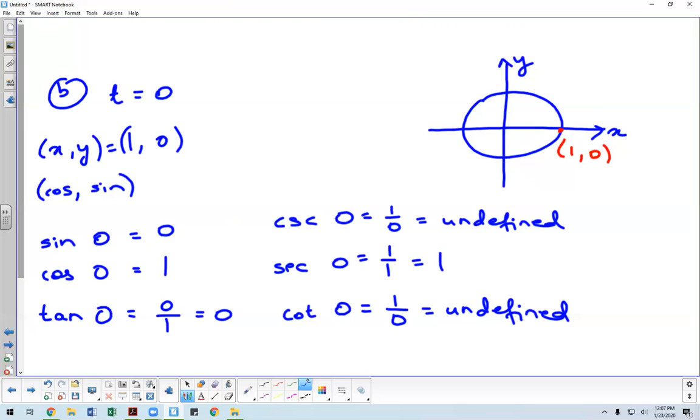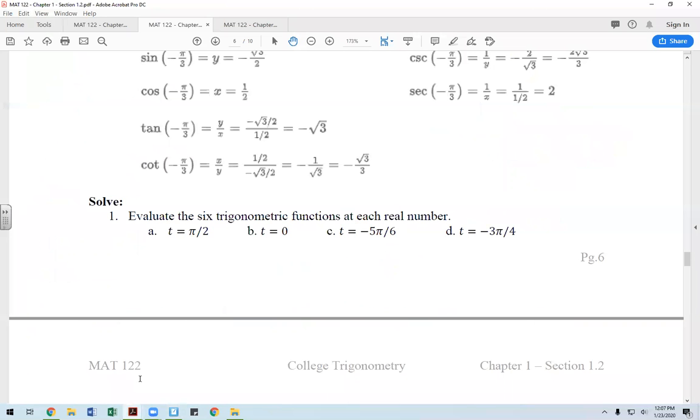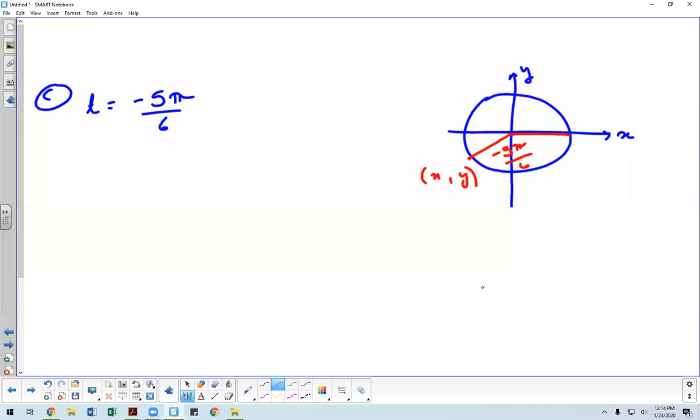Anybody else have questions on that part B? Okay, how about I give you a couple minutes, try and see what you can do for parts C and D, and then we'll discuss it together.